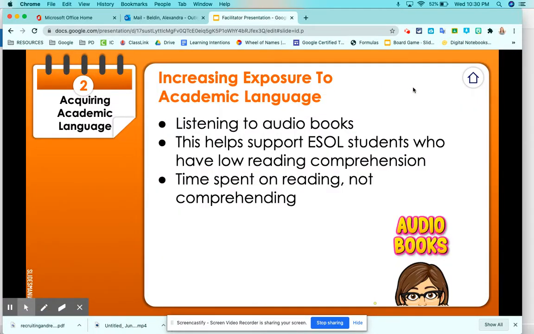We need to also increase exposure to academic language. Like I said earlier, there's a lack of exposure in the classroom and maybe at home. So ways to increase exposure is to listen to audiobooks. This helps support ESOL students so much because they might have low reading comprehension. So if they have a read aloud that they can audibly use whenever they want, then someone can be reading to them as they're following along.